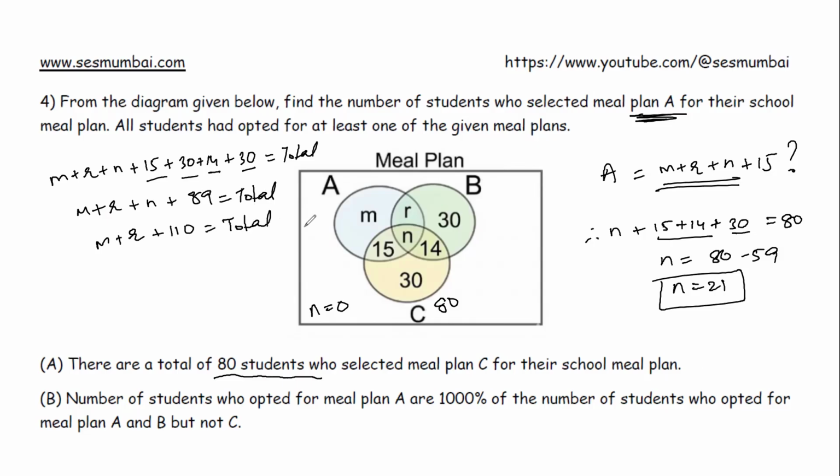So M plus R plus 110 is the total. But yet we need to find M and R to get the answer, right? We don't have that. Okay, so statement A doesn't help. Now we look at statement B.